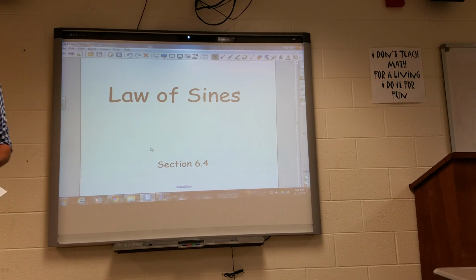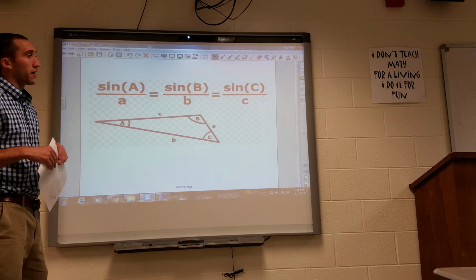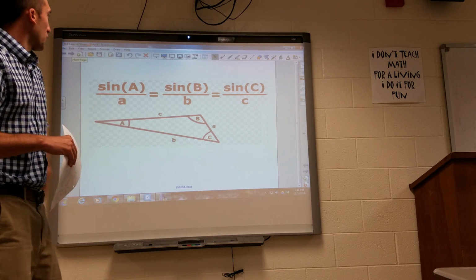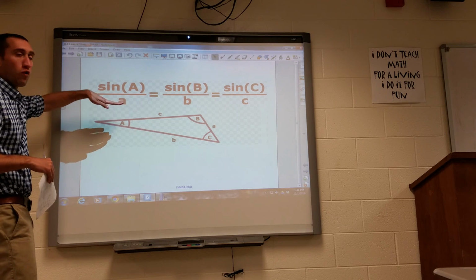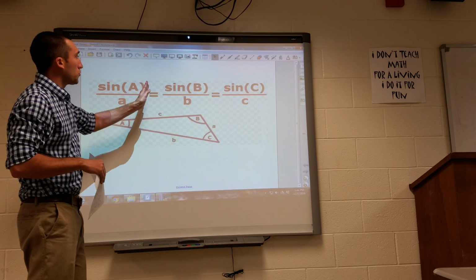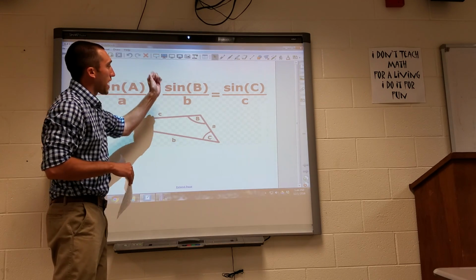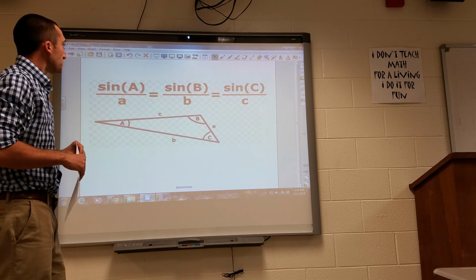Hello everyone, today we're talking about Law of Sines, section 6.4 in our book. So Law of Sines, written with sine of an angle over the side that corresponds to that angle, is equal to each other angle over the corresponding side.